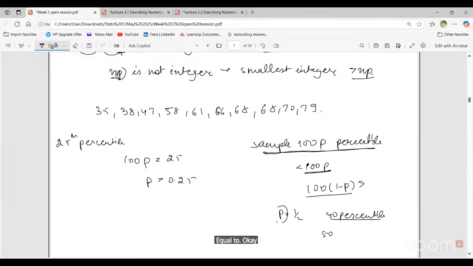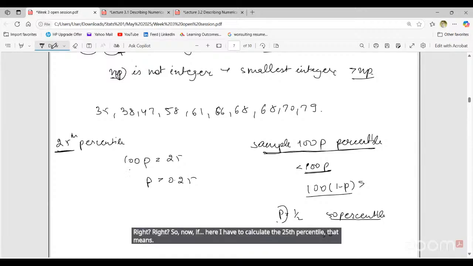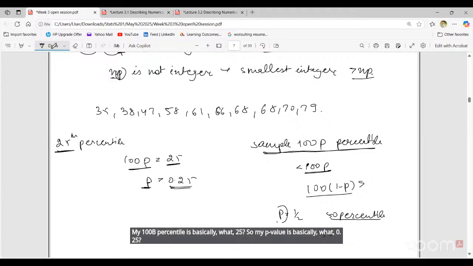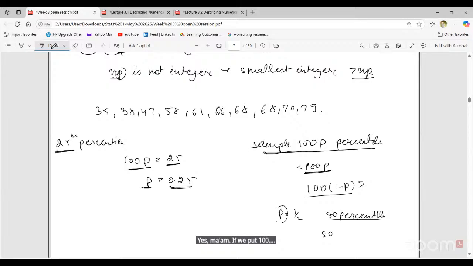Okay. Now if I have to calculate the 25th percentile, that means my 100p is 25, so my p value is 0.25. Yes, ma'am. If we put it in the formula, 100 into 1 minus p, 1 minus 1 by 4, that is 3 by 4, so 100 into 3 by 4.